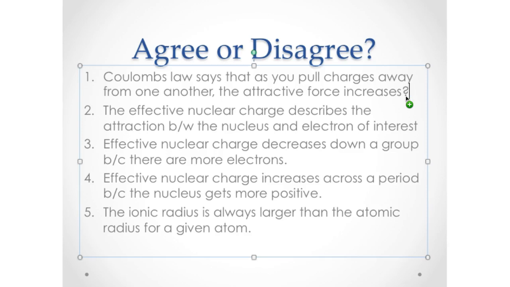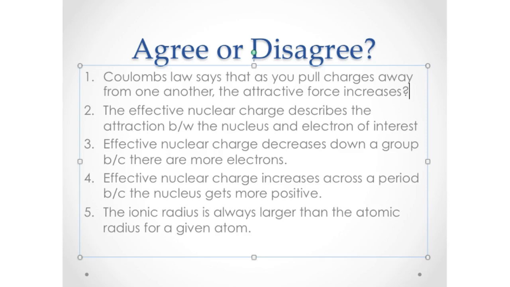Number 2, the effective nuclear charge describes the attraction between the nucleus and the electron of interest, and that is true. It's another word for attraction between the nucleus and the valence electrons. Okay, it doesn't necessarily have to be a valence electron, even though most of the time we will be looking at that, but it could also be a core electron. 3, the effective nuclear charge decreases down a group, and we learned that as you move down, there's an increase in shielding, and that would cause the attraction to decrease. So that is a true statement.